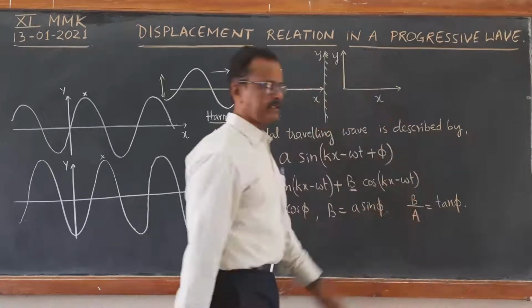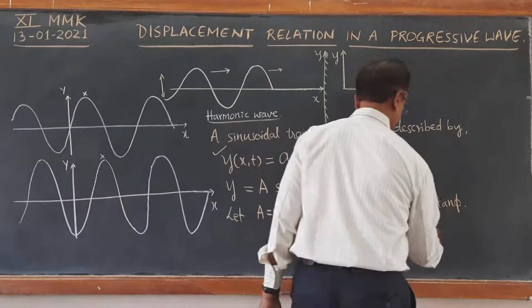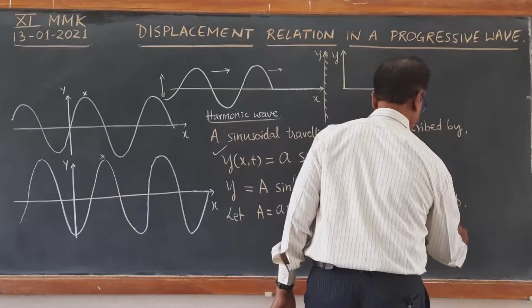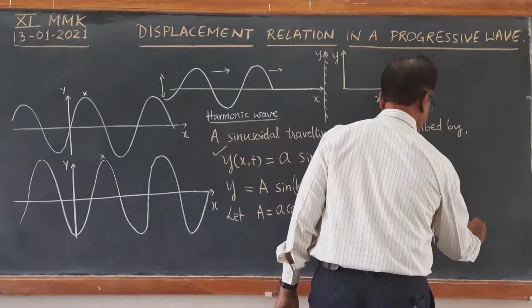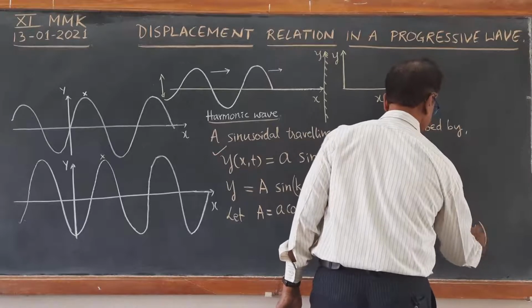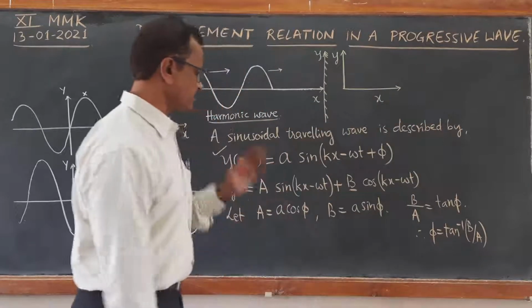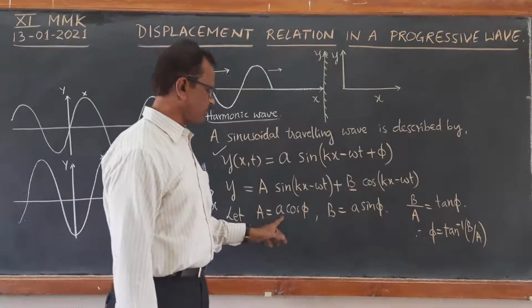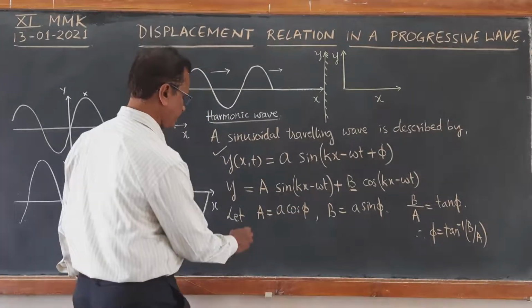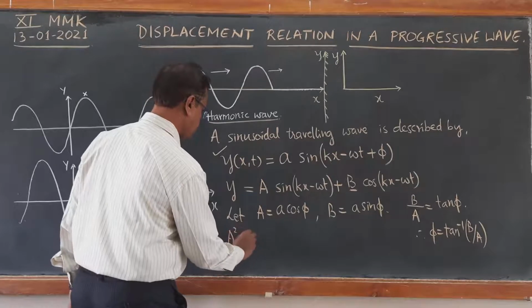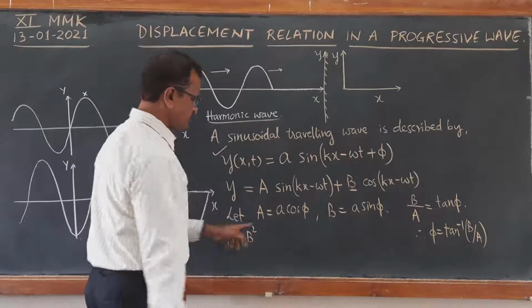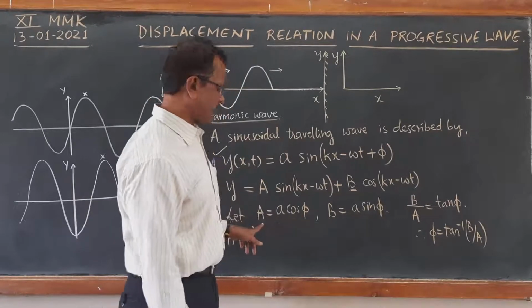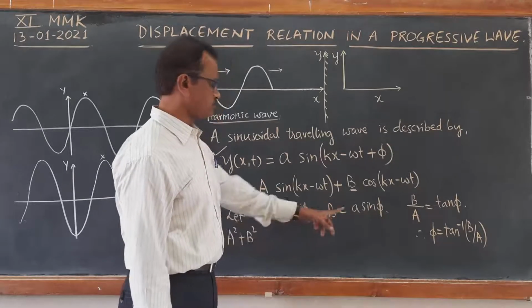We are going to get tan phi. Therefore, phi is equal to tan inverse of b by a. This is one. Second thing, squaring and adding, we get the value of small a. Squaring and adding, LHS with LHS, RHS with RHS, we get a square plus b square.